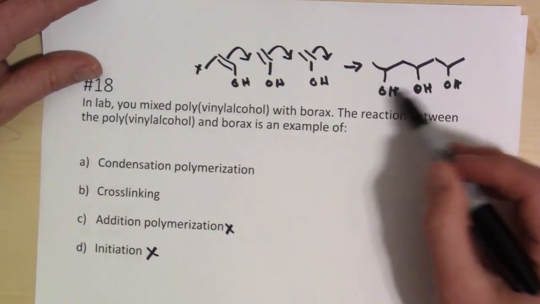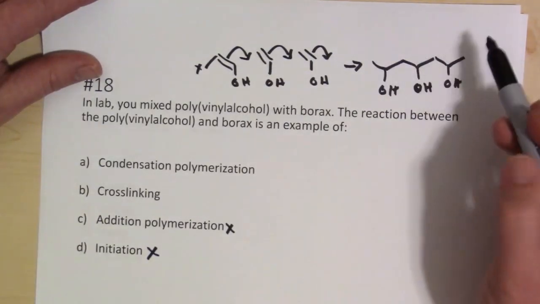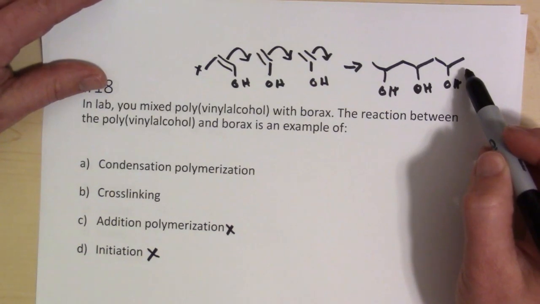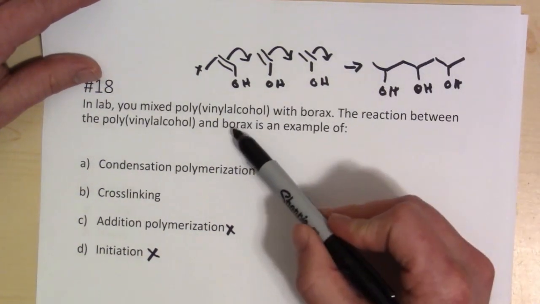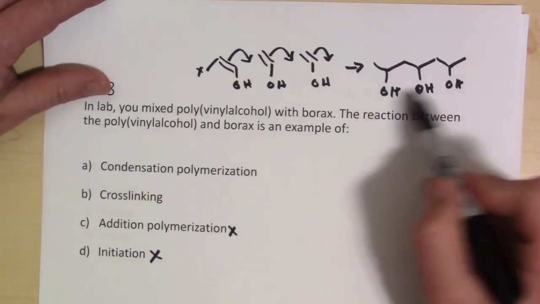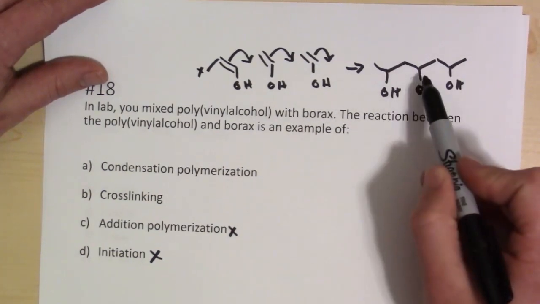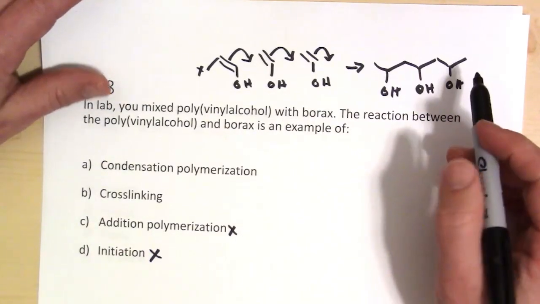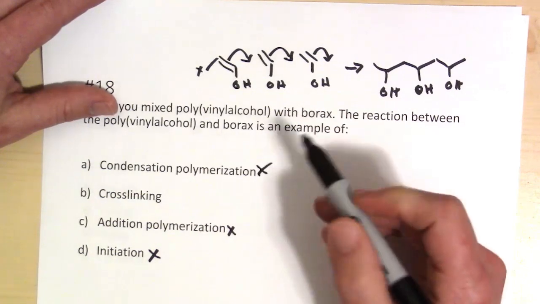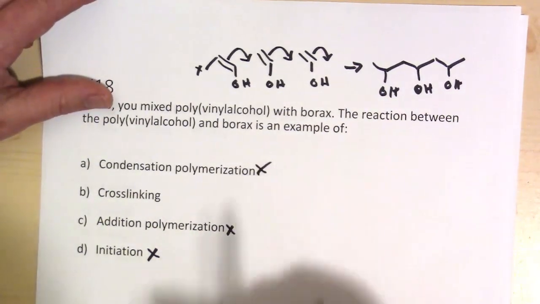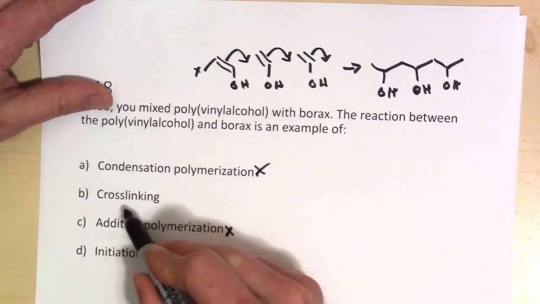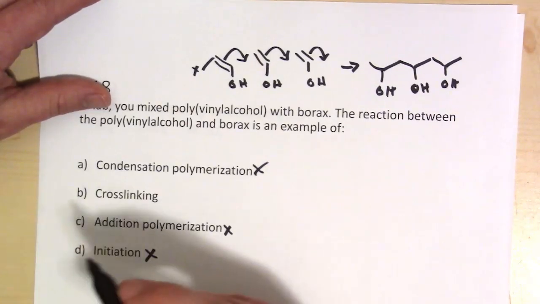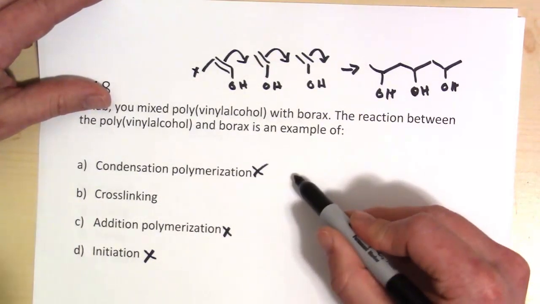So this was a polymerization that we saw up here. No small molecule came out of it, and that's not even the step that we're concerned with. We're concerned with the mixing of the borax with this preformed polyvinyl alcohol. So we can rule out A as well, but just so we can see what B means, that is cross-linking.